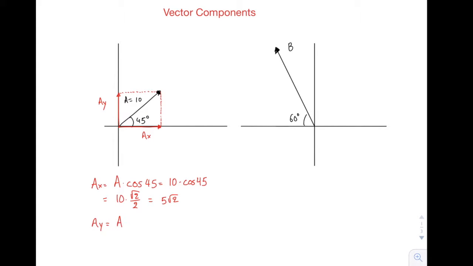The rule for the component AY is A times sine of the angle. This means 10 times sine of 45 degrees, and we can easily find the y component as 5 times radical 2.